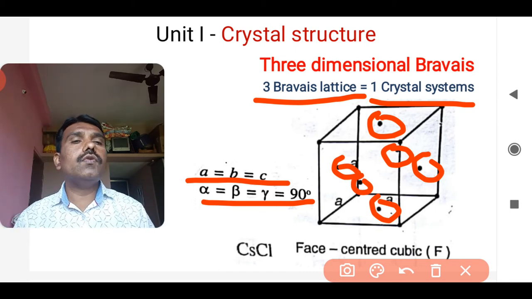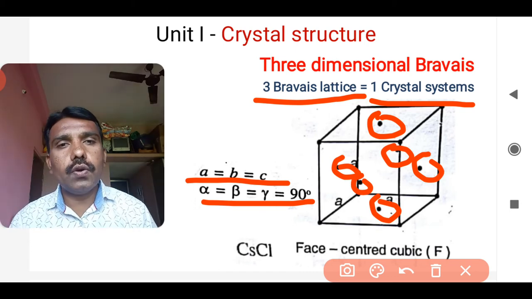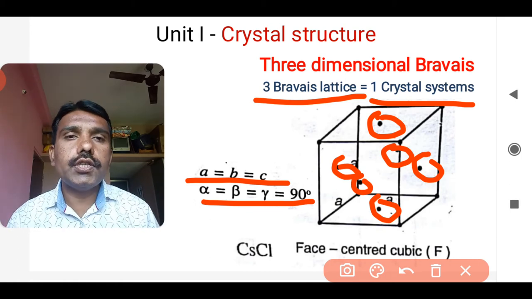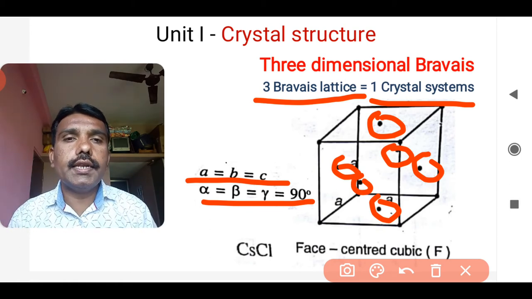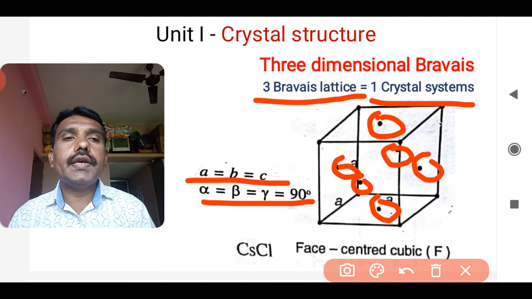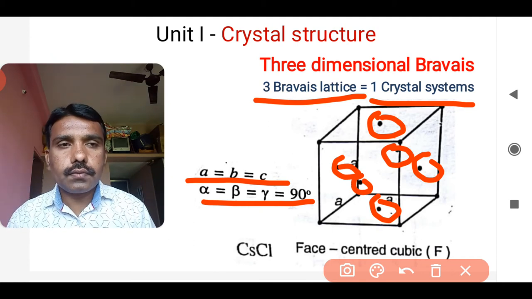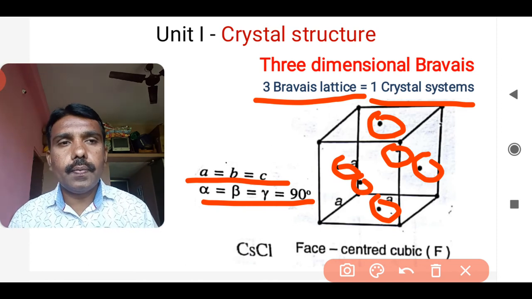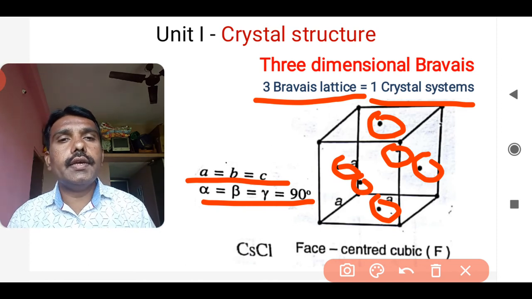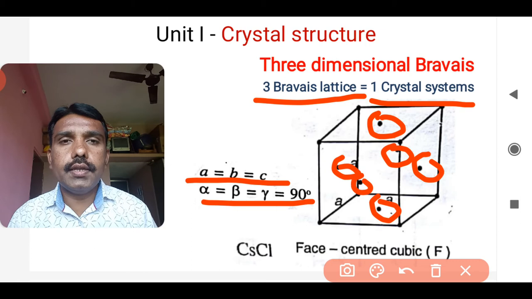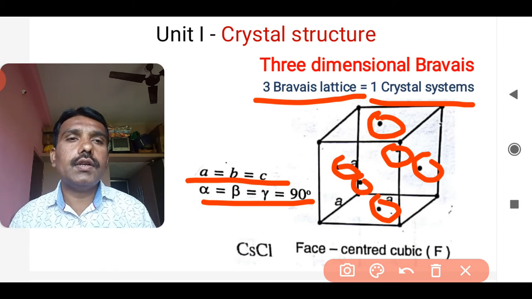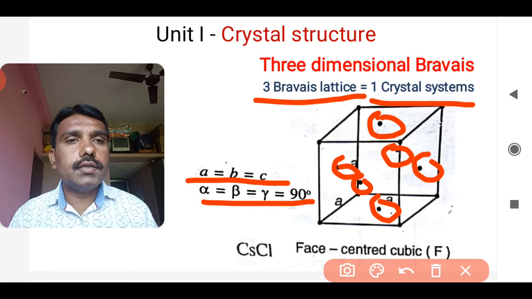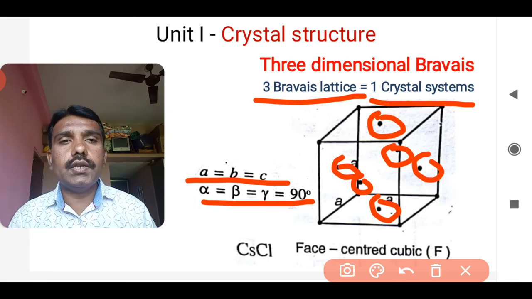That means there are 6 points which are located at the center of each face, and that's why this type of lattice or unit cell is called face centered cubic, and it is denoted with an F. Now here in this case the example is CsCl, that is cesium chloride, which is one of the examples for this crystal system or Bravais lattice.